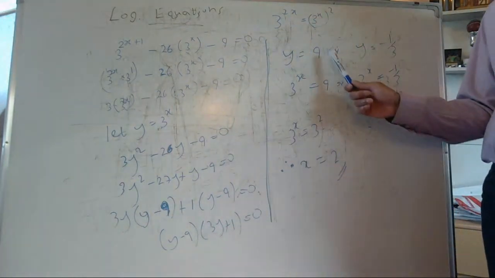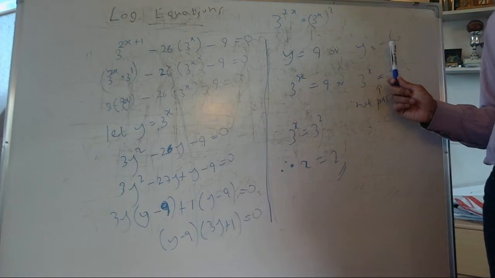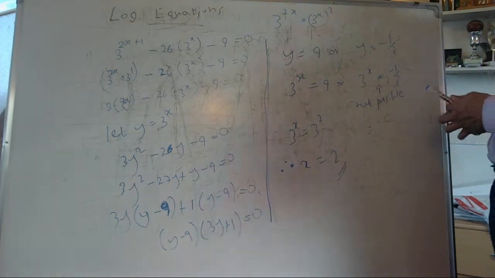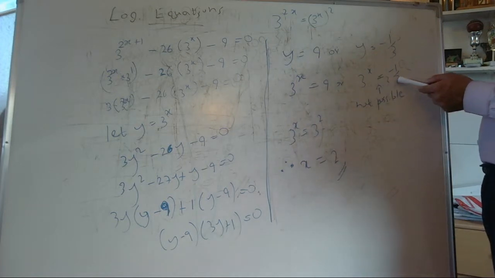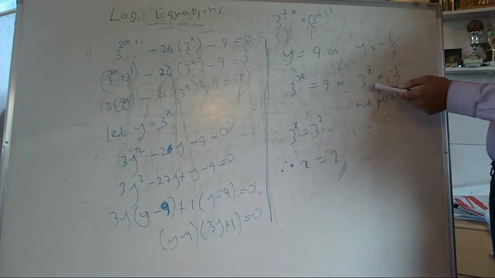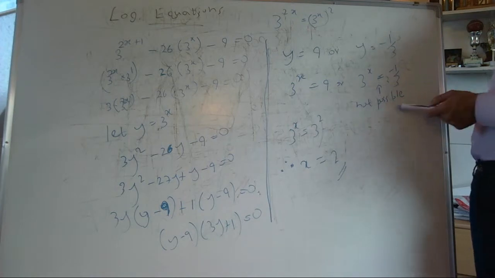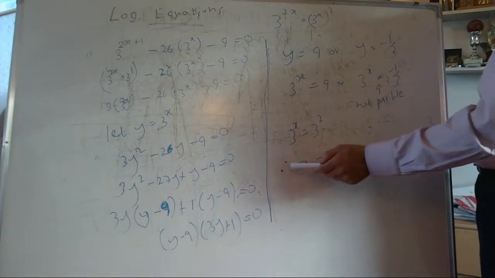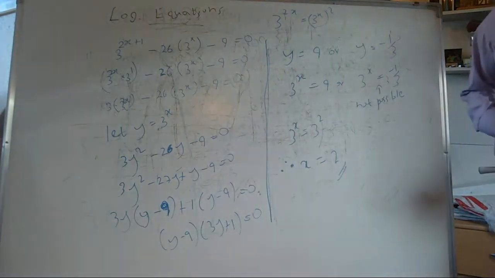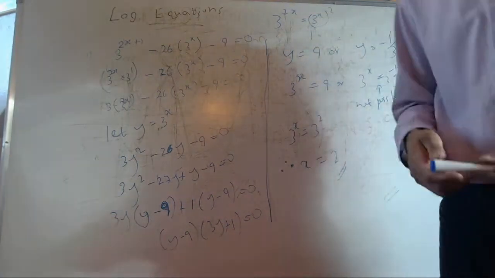So that means y equals 9 or y equals minus 1/3. So that means 3 to the x equals 9 or 3 to the x equals minus 1/3, but it can't be minus. 3 to the power can't be a minus number, so that's not possible. So you carry on with this one, so 3 to the x equals 3 squared, therefore x equals 2. Now that's how you solve a logarithmic equation.